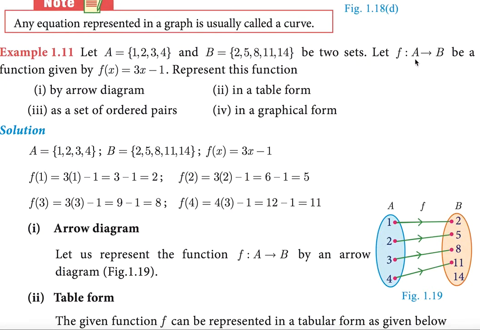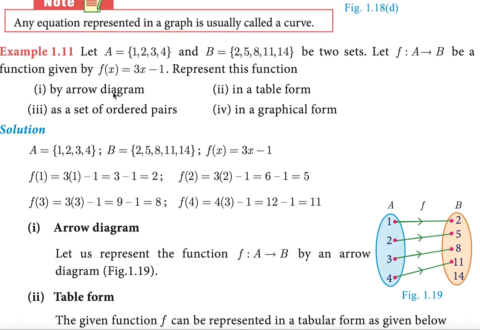Let A and B be two sets. Let f from A to B be a function given by f of x equals 3x minus 1. Represent this function by an arrow diagram. First one is the arrow diagram. First A is this, B is this, and f of x is this. f of 1 is 2, f of 2 is 5, f of 3 is 9 minus 1, 8, f of 4 is 4 into 3, 12 minus 1, 11.